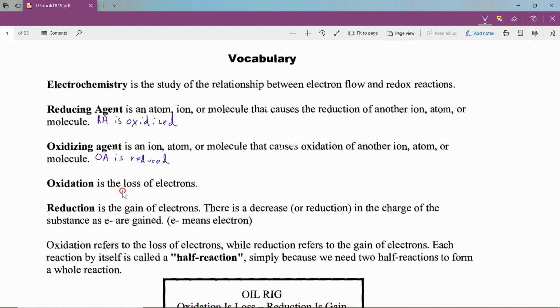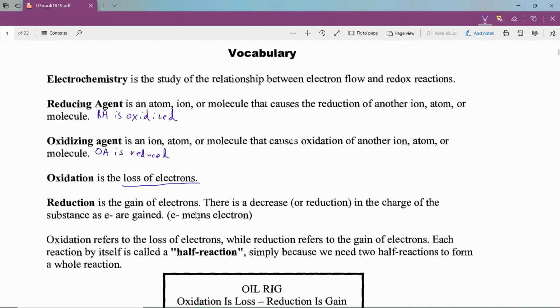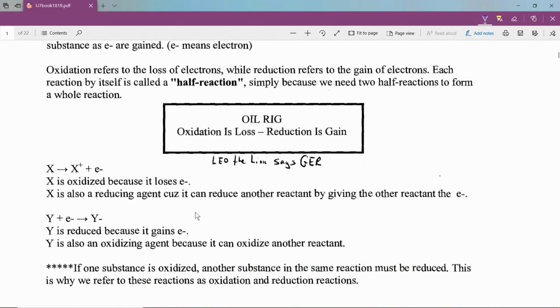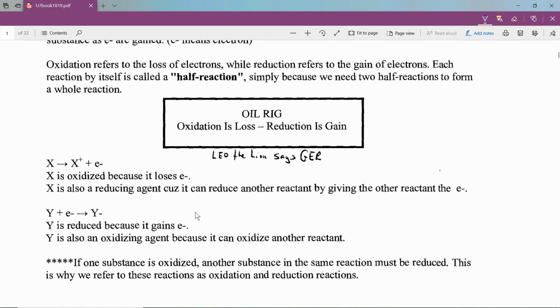And here we have oxidation is the loss of electrons. Reduction is the gain of electrons. There's a different definition for organic chem about hydrogens and oxygens. You can look that up if you want, but we're going to use this more general definition. Oxidation is the loss of electrons. Reduction is the gain. Oxidation refers to loss. Reduction refers to gain. Each reaction by itself is called a half reaction, simply because we need two half reactions to form a full reaction.